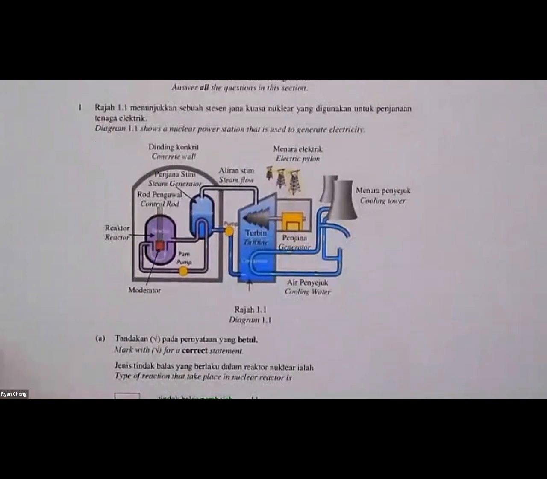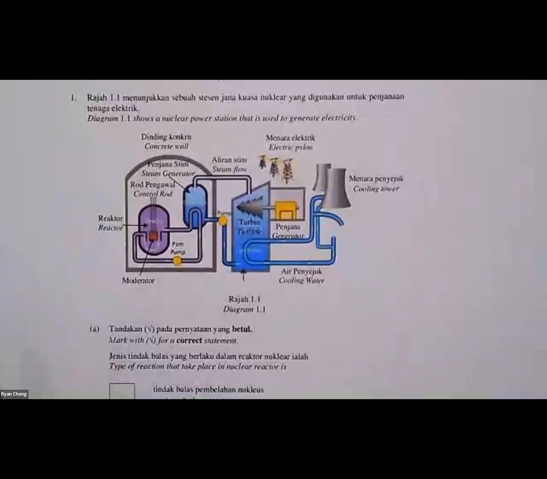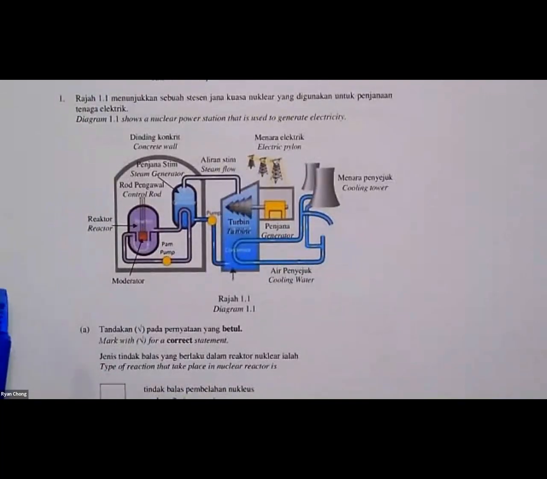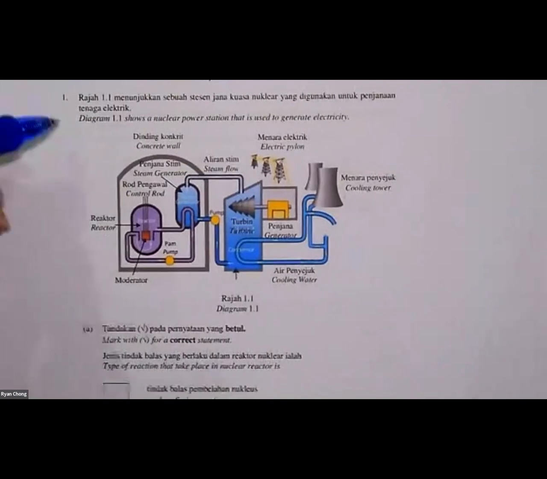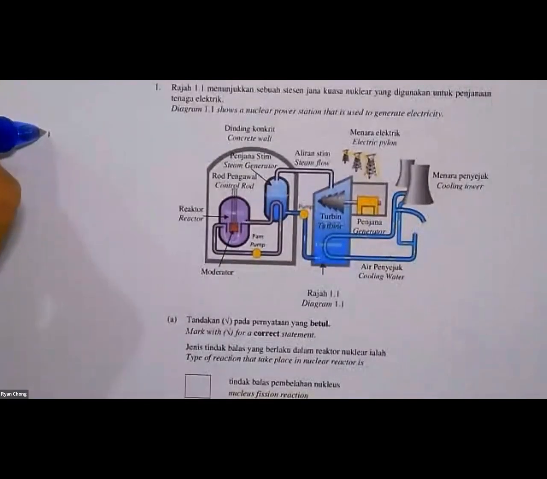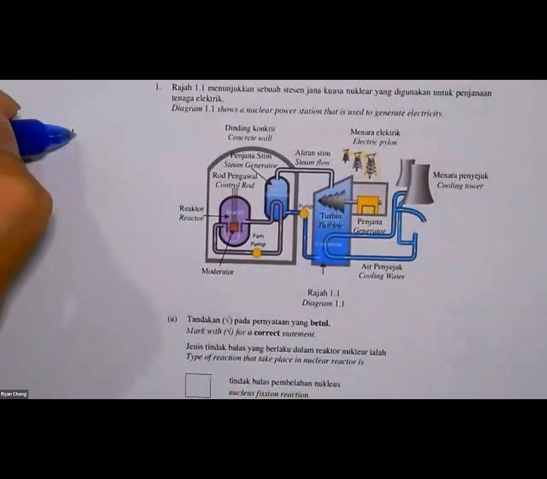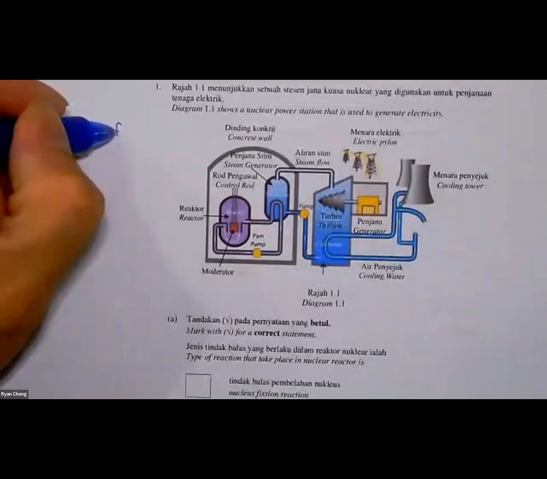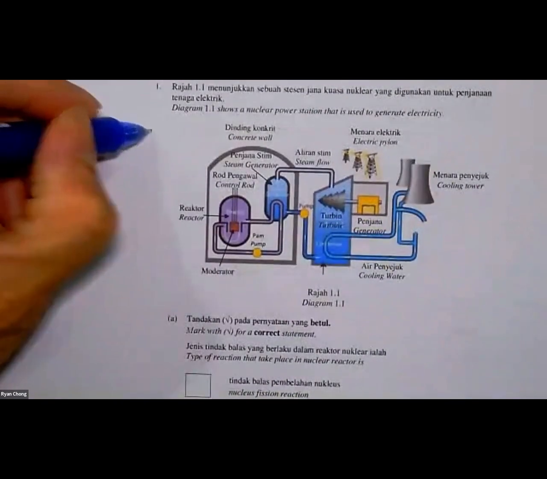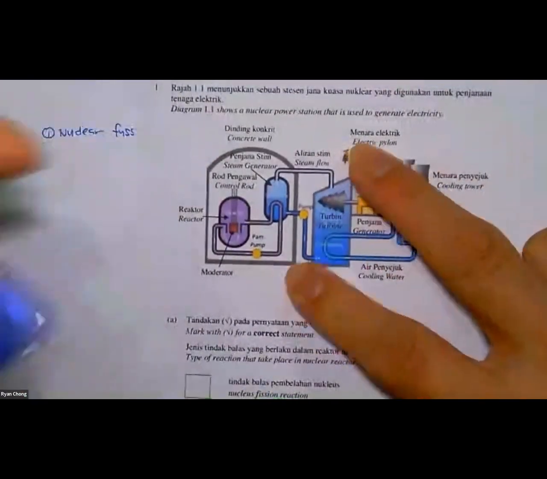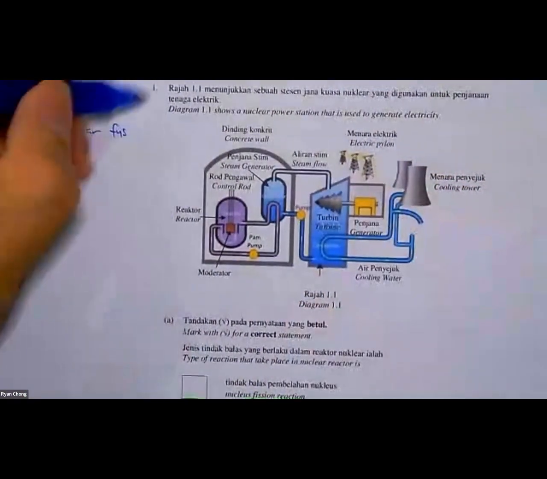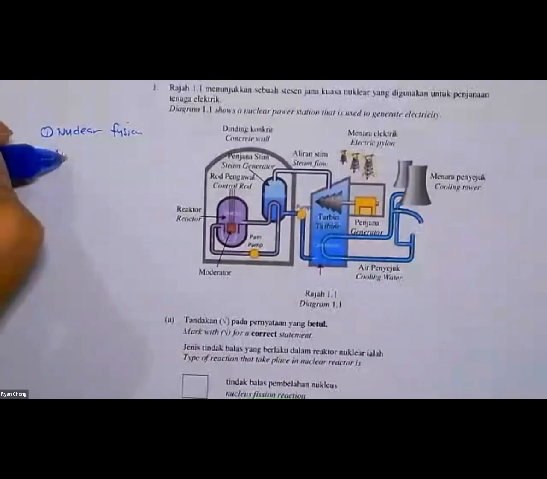So let's start with the questions. For the very first question, when you look at this diagram, you will know that they are talking about your nuclear plant. So in a nuclear plant, there are a few things that must be in your mind. First thing you must know is either nuclear fusion or nuclear fission. So we have two types.